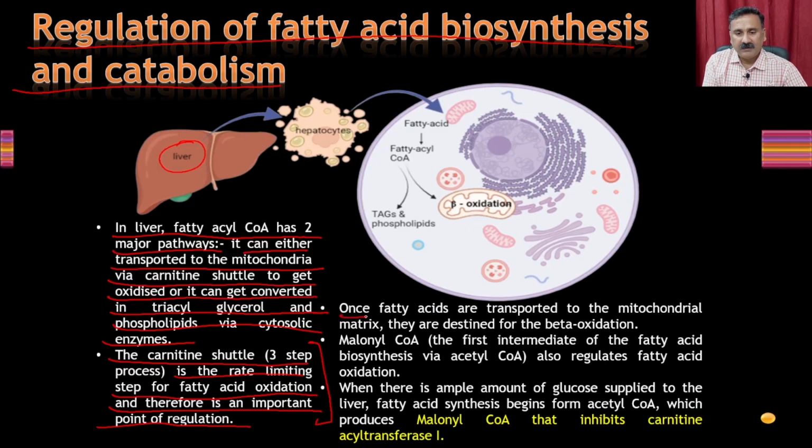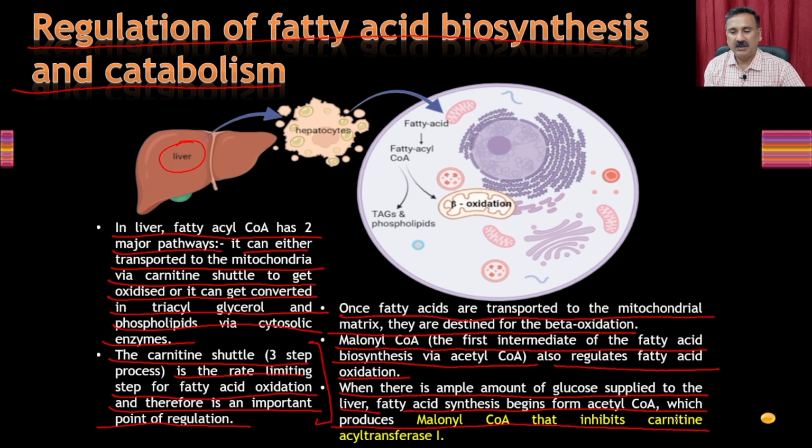So once the fatty acids are transported to the mitochondrial matrix, they are destined for beta oxidation. For example, malonyl CoA, the first intermediate of fatty acid biosynthesis, also regulates fatty acid oxidation. When there is an ample amount of glucose supplied to the liver, fatty acid synthesis begins from the acetyl CoA, which produces malonyl CoA that inhibits the carnitine transferase, which means if there is enough glucose, it is actually going to block the carnitine shuttle, right?